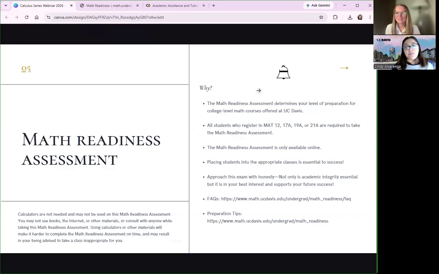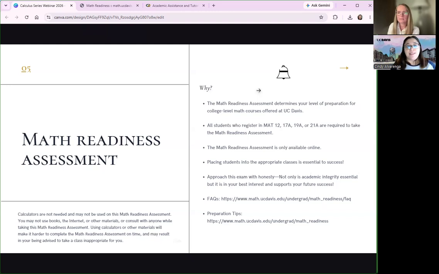The math readiness assessment is only available online, and you need to take this exam or assessment prior to taking the class. Now, you might not get your scores in time for this week's registration, and that's okay. You will want to register for the class that you feel is most appropriate for you. So if you feel like the 19 is best for you, or maybe you do need pre-calculus, you need background, then you can enroll in Math 12.